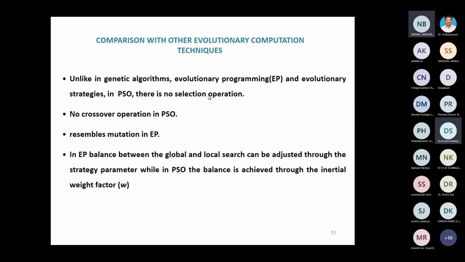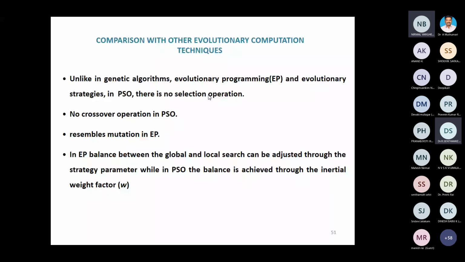பட் அங்க அப்படி கிடையாது. எவ்ரி டைம் யூ ஹவ் டு கோ ஃபார் தி செலக்ஷன், new crossover, new mutation, and new population. Again, you have to go for new selections. But here it is not there. No crossover operation in PSO. Resemblance of mutation in EP. So evolutionary program mutation கிடையாது, அப்படியே போயிட்டு இருக்கும். In evolutionary program, balance between the global search and local search can be adjusted through the strategy parameter, while in PSO, the balance is achieved through the inertial weight factor. Okay, that I already explained to you.